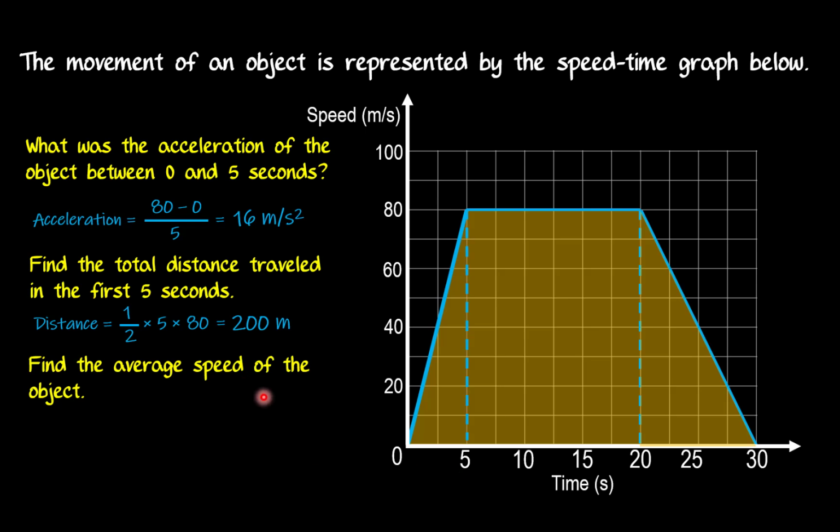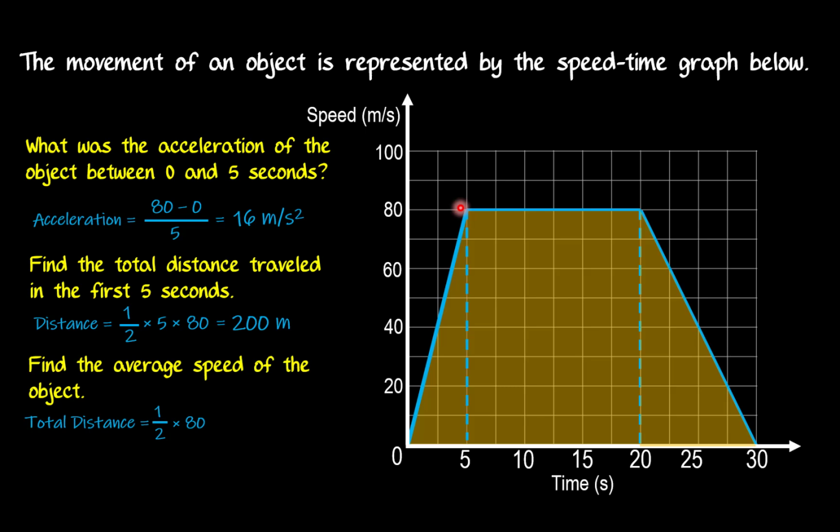Find the average speed of the object. Remember, average speed is total distance divided by total time. So the total distance is the area of this whole trapezium here. So let's find the area of the whole trapezium and then divide that area by 30, and that will be the average speed. So the total distance is 1/2 times 80.